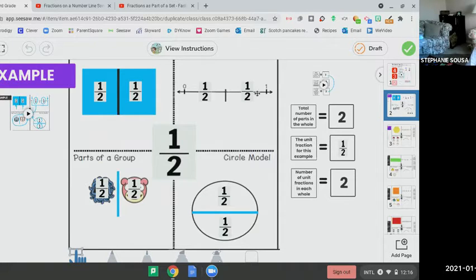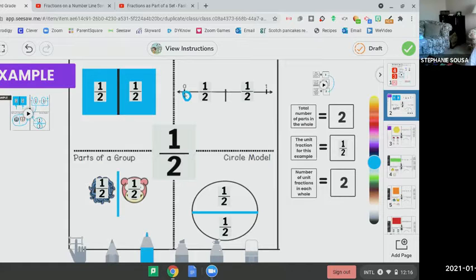If we look over here to the right, we see a number line, and a number line has started at 0, has finished at 1, and there are 2 parts inside of it. A lot of times, 3rd graders like to count the lines as parts, but we wouldn't do that. We would take a look at the spaces between the lines.